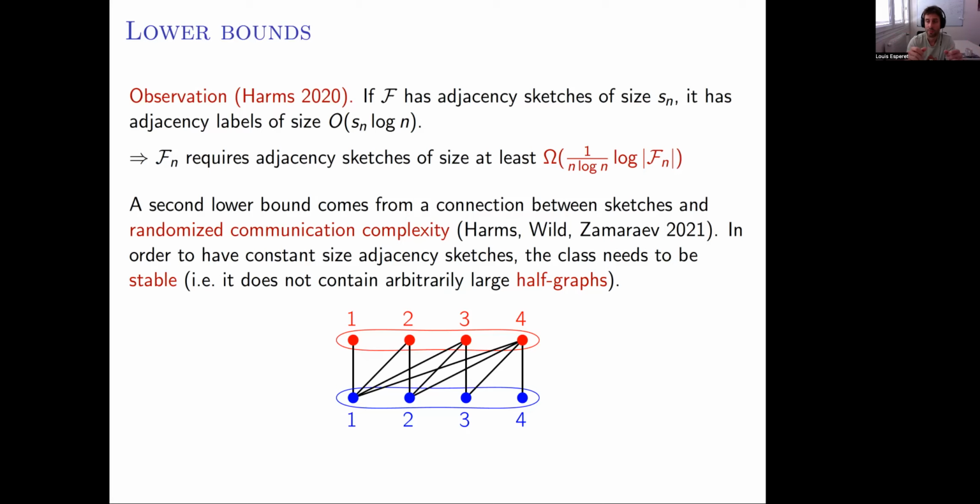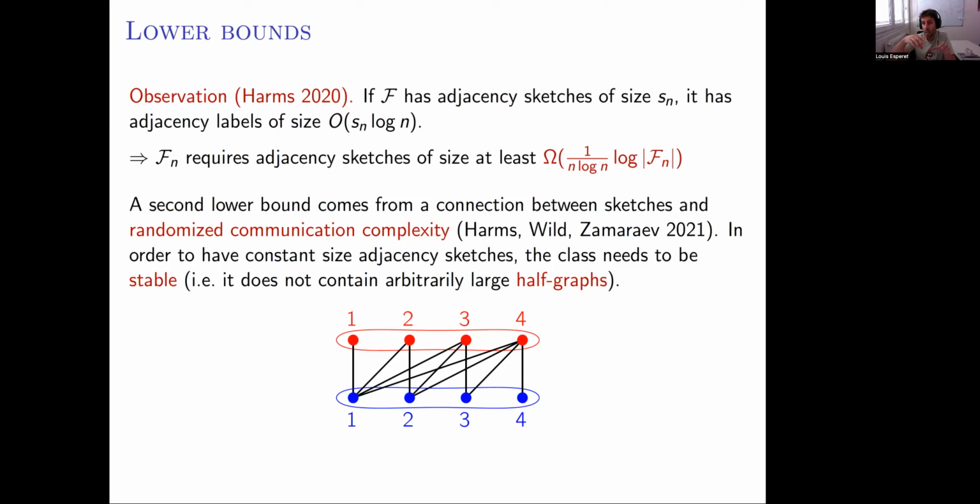So what's a half graph? You take a graph in your class, and this would be two disjoint subsets of vertices, numbered 1 up to k and 1 up to k. And you have an edge between i and j if and only if i is at least j. Okay, so this is a half graph.